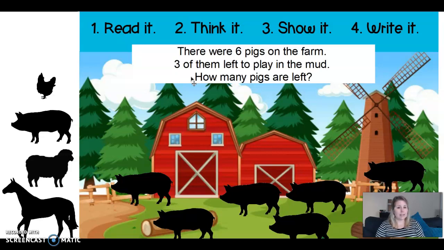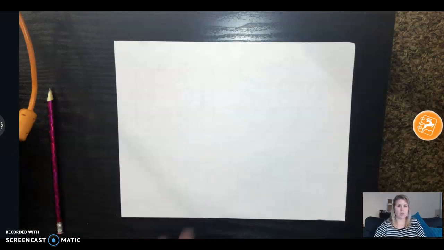Let's read it again. There were 6 pigs on the farm. 3 of them left to play in the mud. How many pigs are left? So instead of showing you on the screen, I'm going to show you on the paper what that will look like. So we're going to go to our paper.